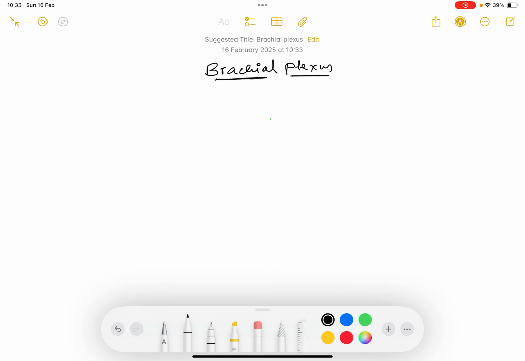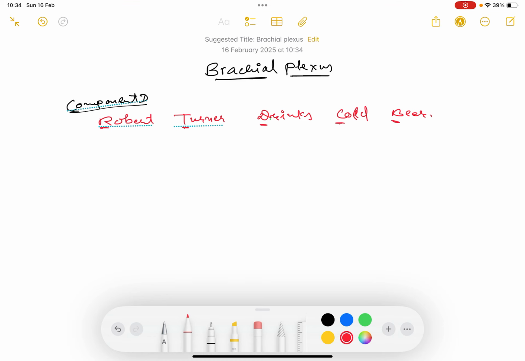So the brachial plexus has some components. Let's discuss the components of the brachial plexus. For these components, I give you one mnemonic. Let's remember this as Robert Turner drinks cold beer, right? So these are the components of the brachial plexus. This means R, T, D, C, B.